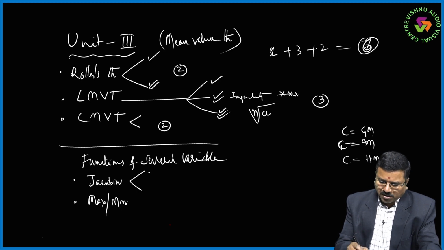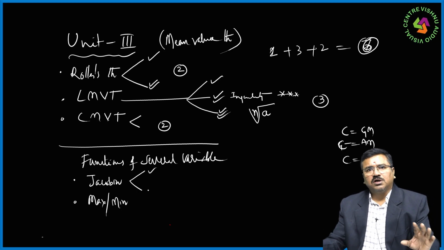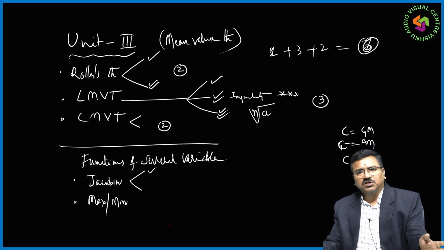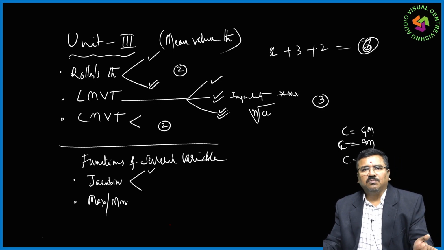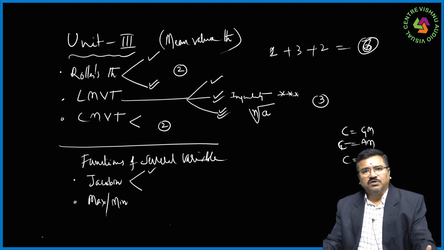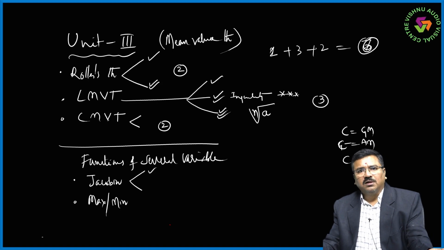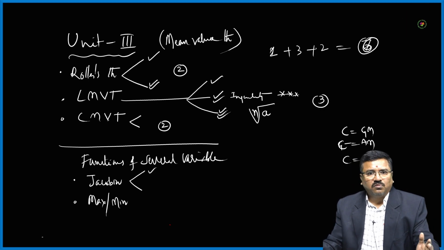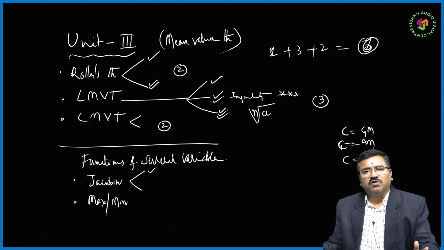The second type of problems: you will be given 2 or 3 functions, and you verify whether they are functionally dependent or not. So dependent and independent are connected with the concept of Jacobian. If the Jacobian is not equal to 0, they are independent. If the Jacobian is 0, they are dependent. So in the Jacobian 0 case, you can find the relation between the given functions.